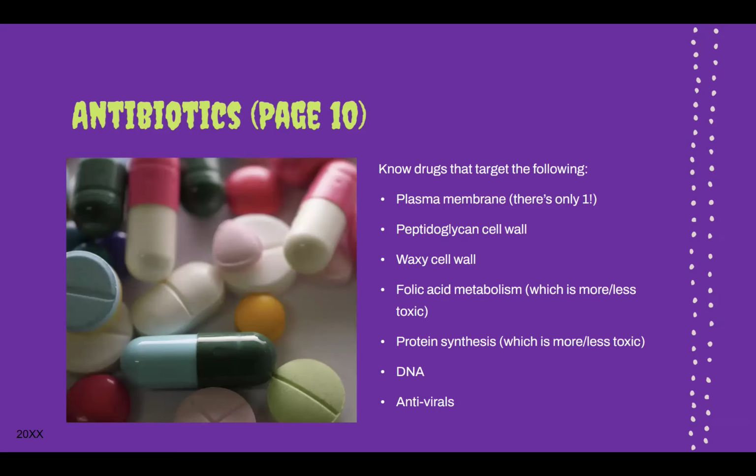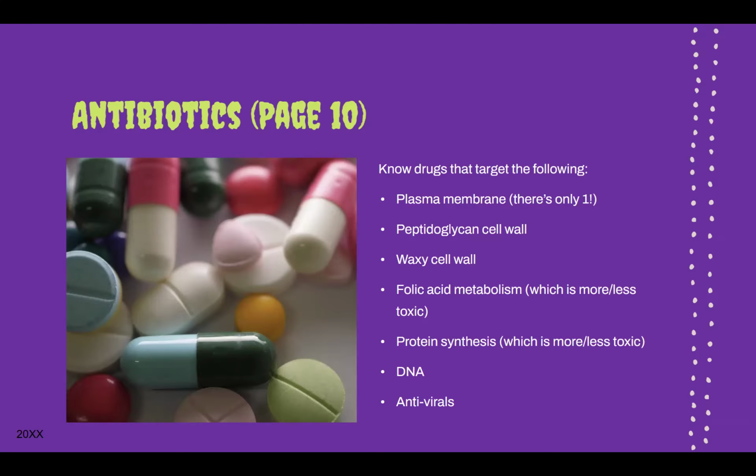Then you'll have 1 or 2 for the waxy cell wall. Pick a folic acid metabolism drug and know which one is more or less toxic, because the scenario might be asking you, hey, which of these is less toxic to the patient? Another way I've seen the question worded is, which of these is more toxic to the patient? And so make sure you know toxicity levels, which is less or which is more. Protein synthesis, again, get 2 or 3 of those drugs and just know which one is less toxic and more toxic. Ideally, you're always giving the less toxic version to your patient.